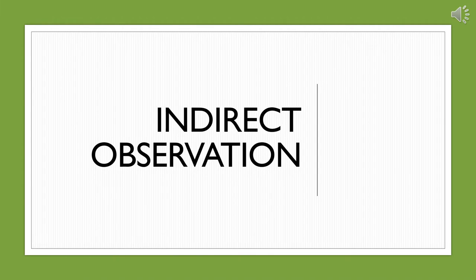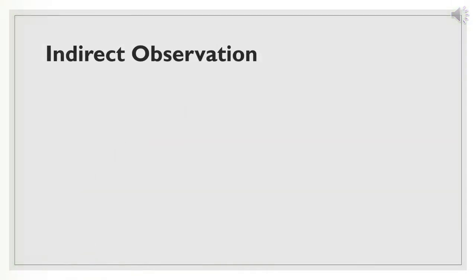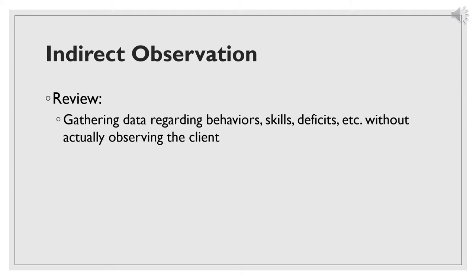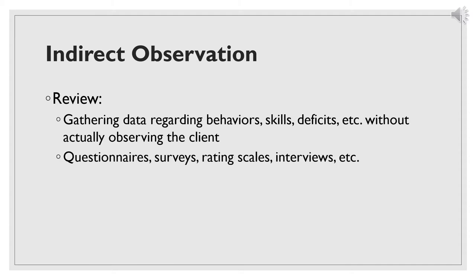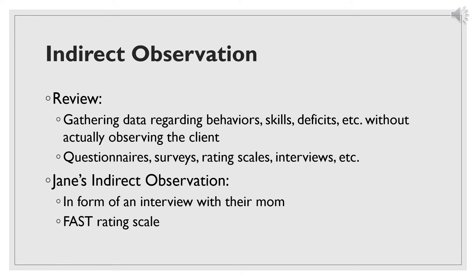We are now going to go over the indirect observation assessment used with this client. First, we will start by doing a quick review of indirect observations. An indirect observation involves gathering data regarding behaviors, skills, deficits, and so on about the client. You gain this information by asking caregivers, teachers, or even the client themselves about their history. This is often in the form of questionnaires, surveys, rating scales, or interviews with someone who is familiar with the client. For Jane, we have both an interview with mom and results of a FAST rating scale that her parents completed.